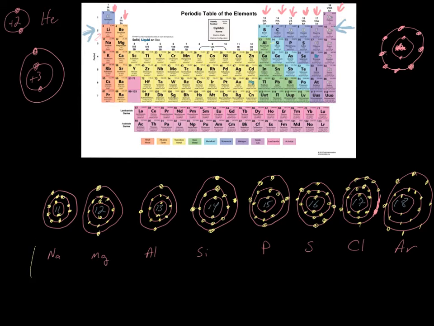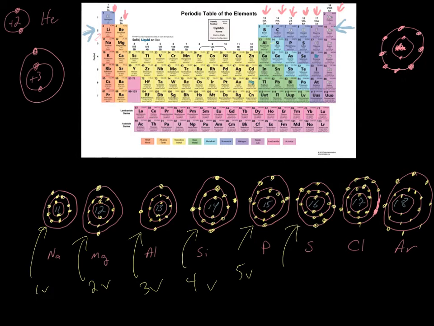This valence here has 1 valence electron. This one has 2 valence electrons. This one has 3 valence electrons. This one has 4 valence electrons. This one 5 valence electrons. This one's 6 valence electrons. This one's 7 valence electrons. And this one's 8 valence electrons.